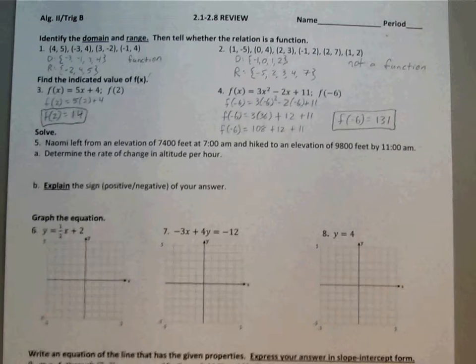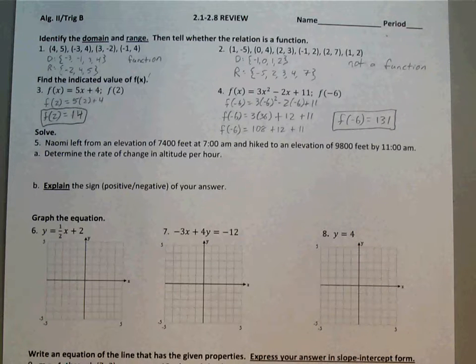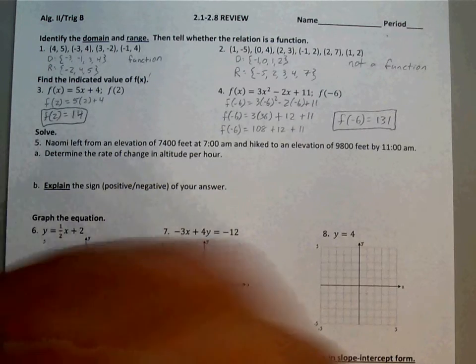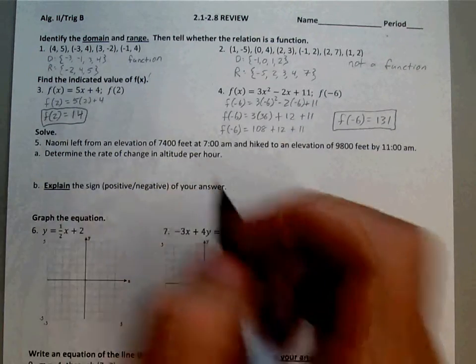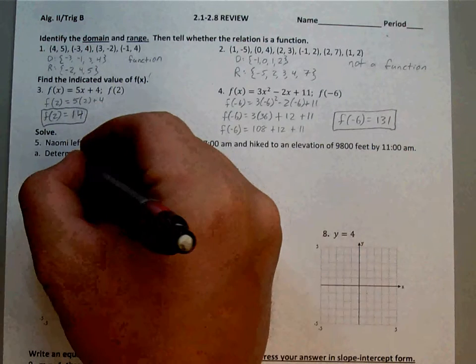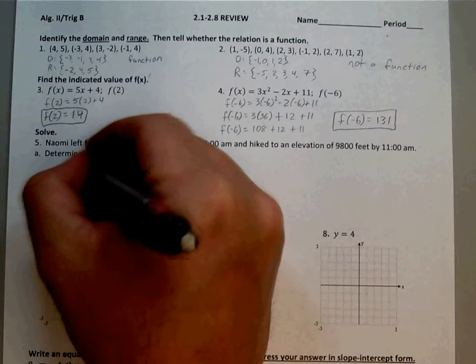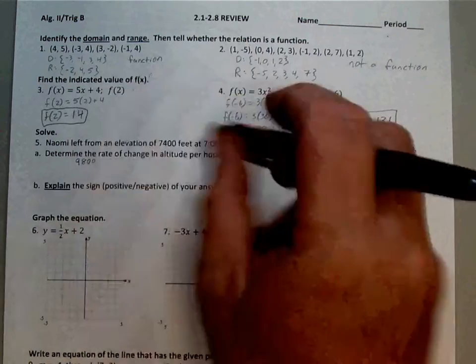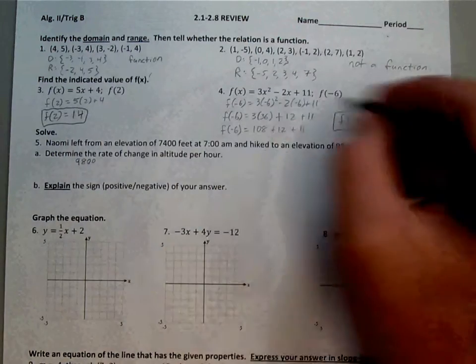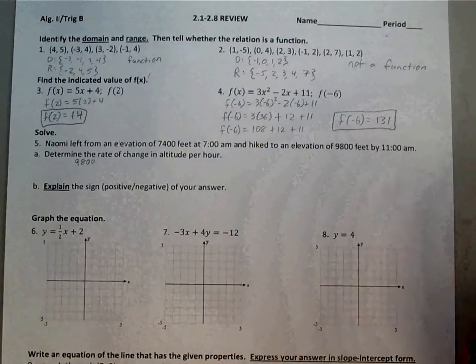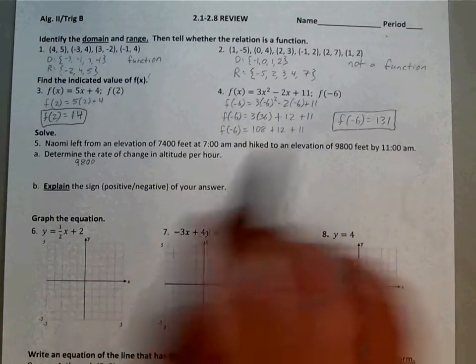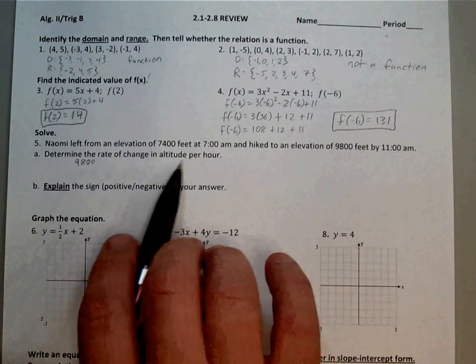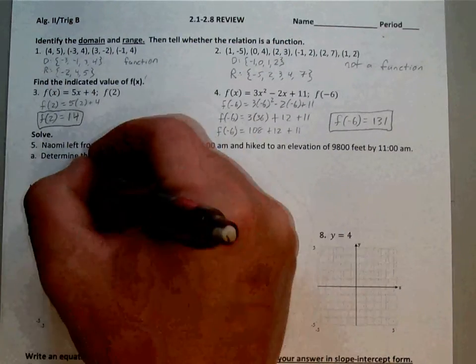Number 5, Naomi left from an elevation of 7,400 feet at 7 a.m., hiked to an elevation of 9,800 feet by 11 a.m., determine the rate of change in altitude per hour. So it wouldn't be a bad idea to make sure we get things in the right place, numerator versus denominator. Per hour, so we know hour is going to go on the bottom.